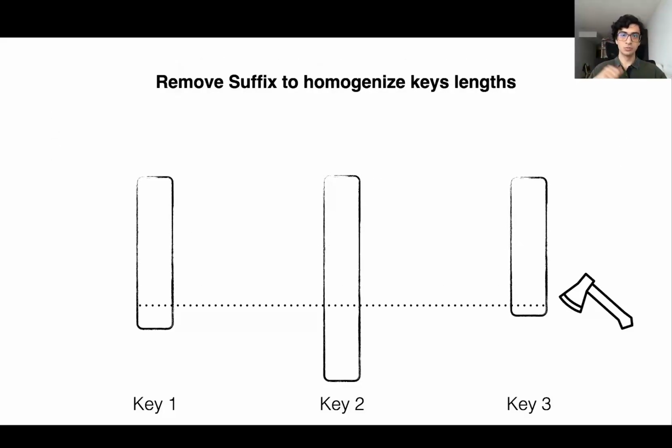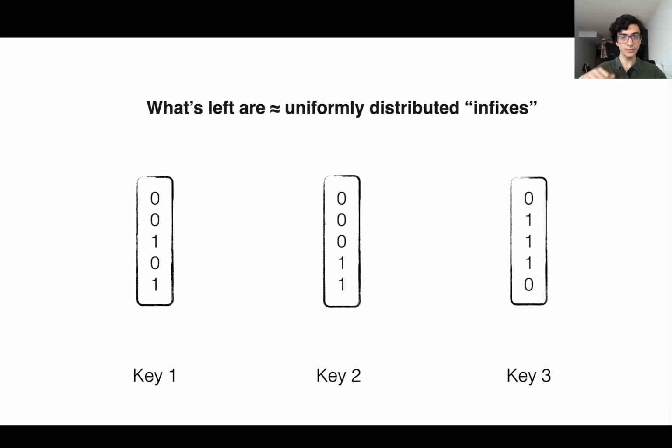An infix store also removes a suffix from each key to homogenize their lengths. This is where we do actually lose some information, but it allows us to convert our variable length keys into fixed length representations that are much easier to work with. So what we end up with are these patches of bits that we took from the middle of each key, hence the name infix. Because these infixes are patches taken from the original keys themselves, they inherit their original ordering, and they also inherit their uniform distribution.